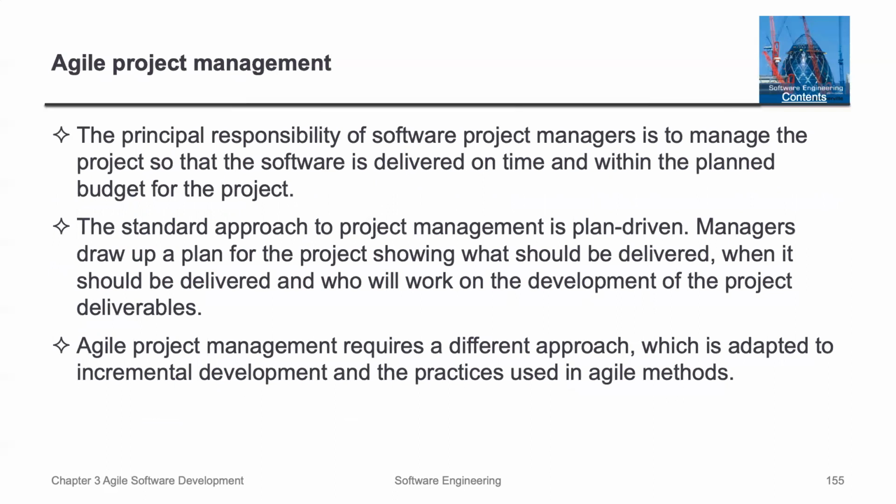So let's talk about Agile project management. The principal responsibility of software project managers is to manage the project so that the software is delivered on time and within the planned budget for the project. The standard approach for project management is plan-driven. Managers draw up plans for the project showing what should be delivered, when it should be delivered, and who will work on the development of the project deliverables. Agile project management, on the other hand, requires a different approach, which is adapted to incremental development and the practices used in Agile methods.